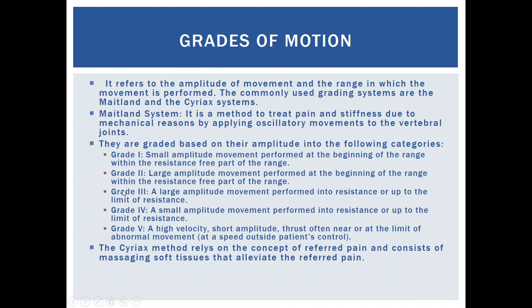Grade 5 is high velocity, short amplitude thrust often near or at the limit of the abnormal movement, right? It's a speed outside the patient's control. Okay, so it's like doing cardio, to be honest. Suddenly you're doing something that is very very fast. Just that when you are doing your cardio at your will, you are able to control it. Here the patient wouldn't have any control, right? The therapist would rapidly move the arm at a very high velocity at small amplitude, and the patient wouldn't be able to control it. So it is in our hands to make sure that we do not cause any injury to the patient.